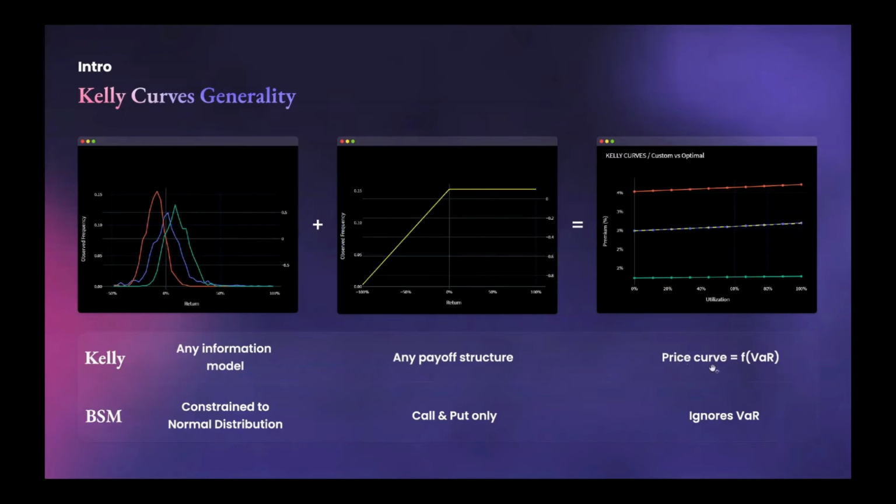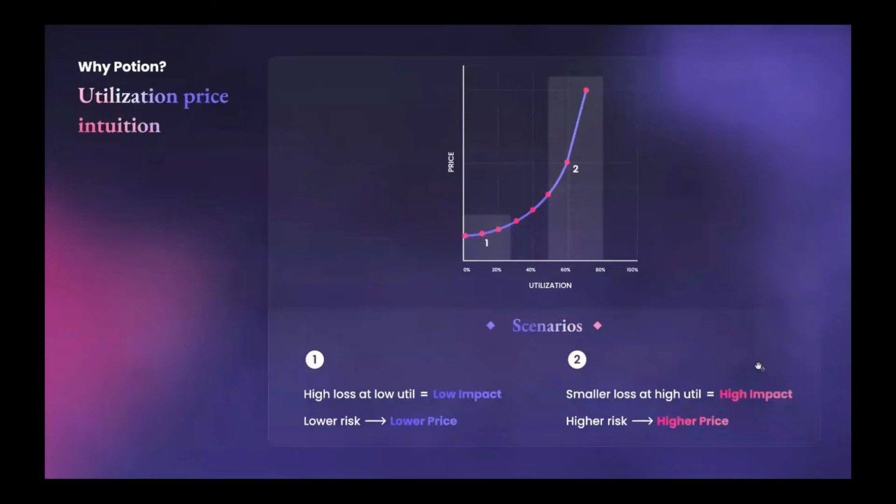And finally, there is another major difference, which is that Black-Scholes completely ignores how much value you are putting at risk. Whereas with Kelly, the result of this combination is a price curve that is a function of the value at risk, which, by the way, kind of stands to just basic intuition. If I'm putting at risk 80% of my capital, if I was to lose, that has massive implications for my ability to actually build up my capital again. So it stands to reason I should be charging higher in that scenario than when I'm only putting 10%.